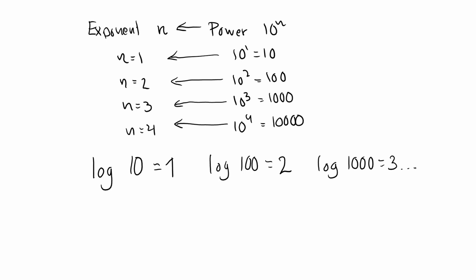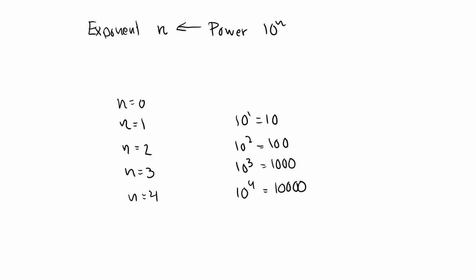Let's extend this idea to negative exponents and the exponent 0. First, if n is equal to 0, then we have 10 to the 0, which is defined as the number 1. Therefore, the common logarithm of 1 is the common logarithm of 10 to the 0, which is defined as 0. We can also allow exponents to be negative.